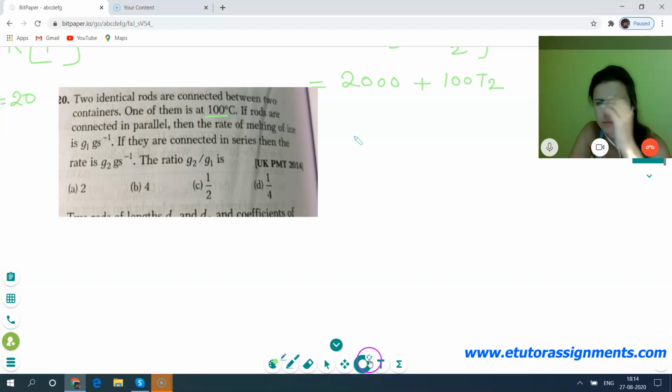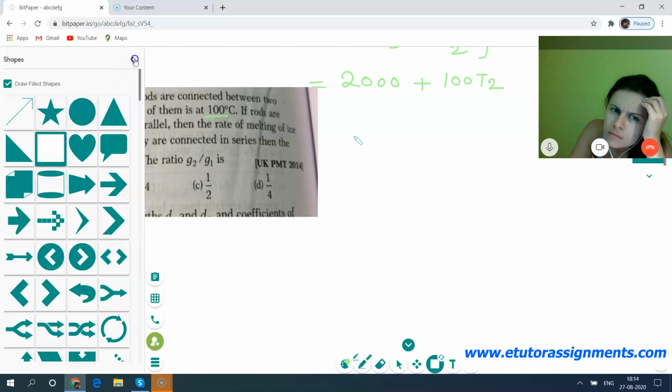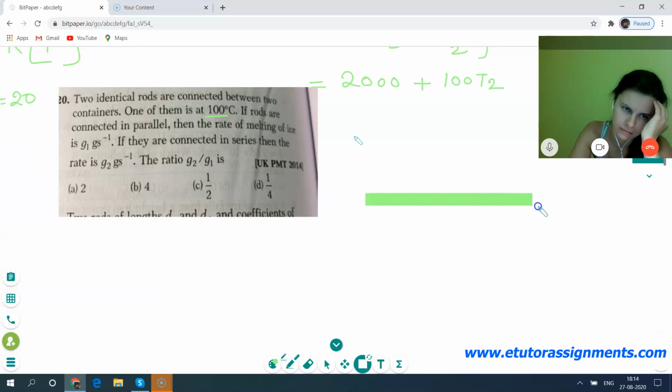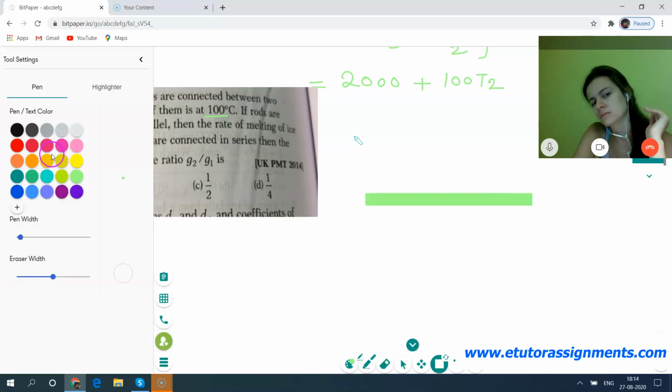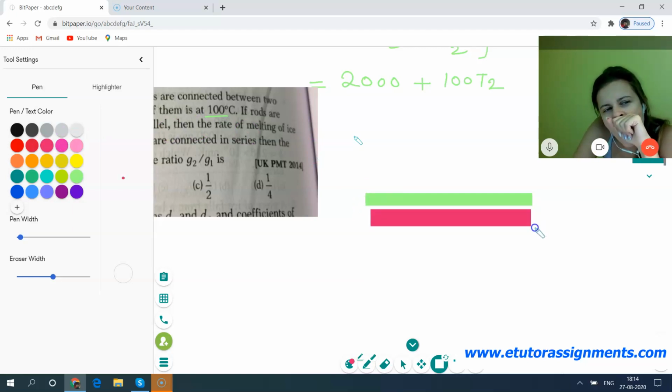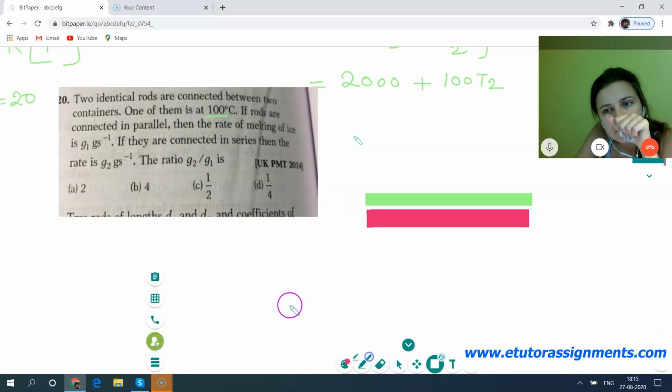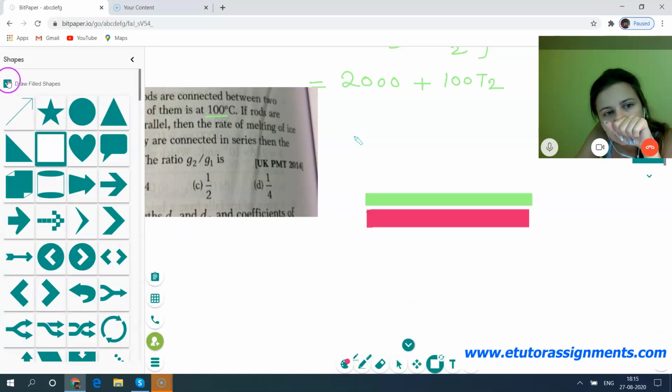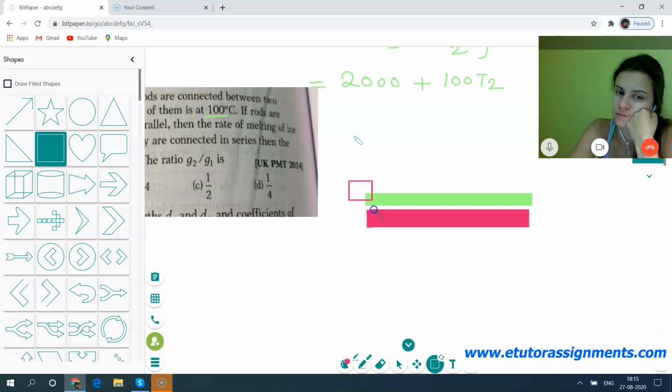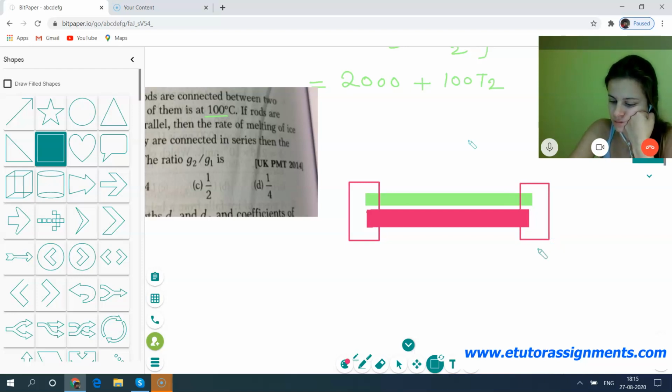How are they connected in parallel? You can see it here, I will draw. One rod is like this, another rod is like this, and they are connected in the container. Am I right? They are connected with the container. Container means one container, another container, like this. Is it clear?